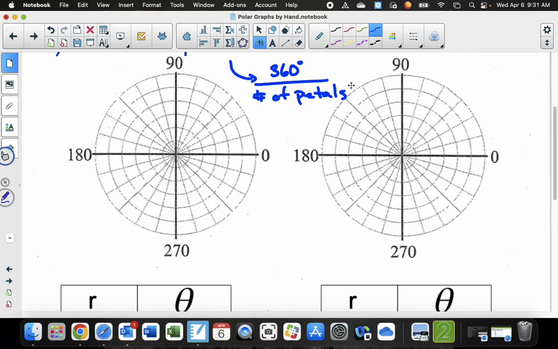So there's no petal there. Okay, then you would plug in 270 if you didn't find anything on the 90 and see if there's anything there. If you get any value other than 0, then you know you found a petal. You found your first petal.